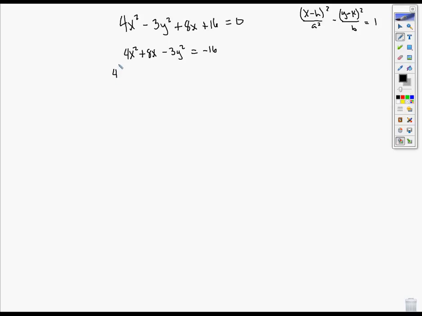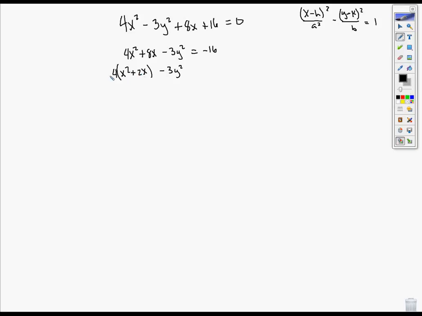Now I'm actually going to take out a 4 here. That way I have a perfect square trinomial that I can build. And then I'm going to go ahead and complete the square. So over here, what do I have to do to complete the square? I have to take the 2, divide it in half, and then square it. So divided in half is a 1, squared is still a 1.